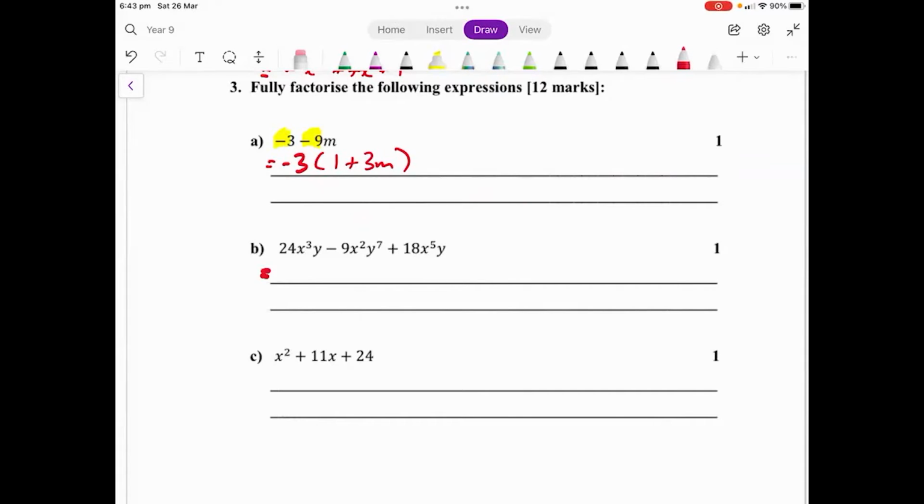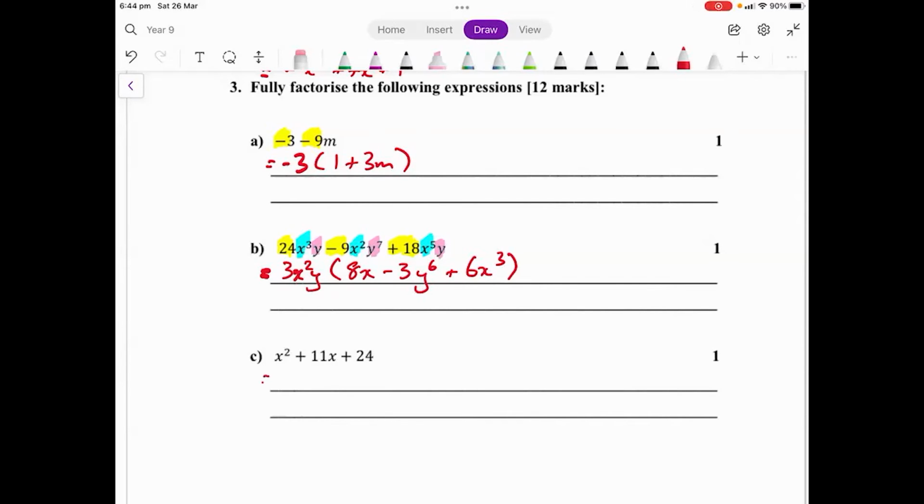Question B is similar but a little bit more complicated because it has 3 terms. So I look at 24, minus 9 and 18. The highest common factor there is 3. Then I look at my x's. The most I can take out is x squared. Then I look at my y's. The most I can take out is y. Then I open up my brackets. 3x squared y times what will give me 24x cubed y? That's 8x. Similarly, I do it for the other two terms, and I get my final answer, 3x squared y, brackets, 8x minus 3y to the power of 6, plus 6x to the power of 3.